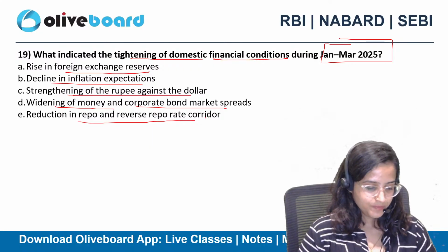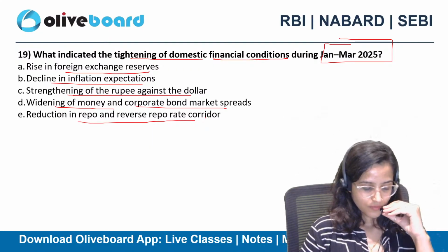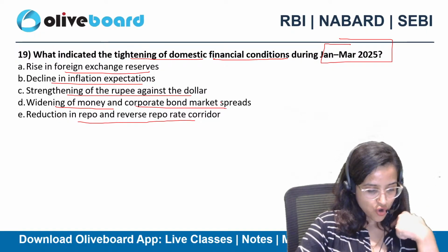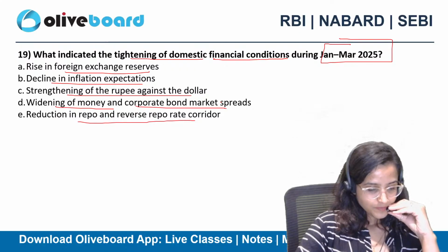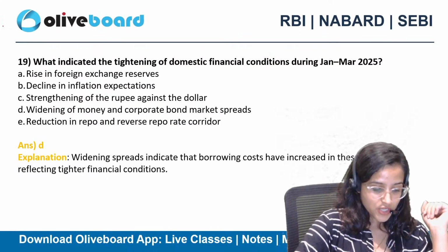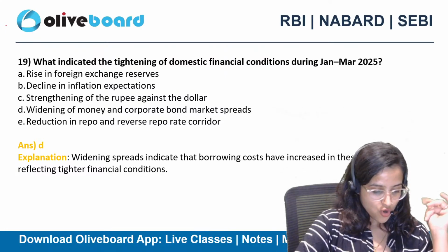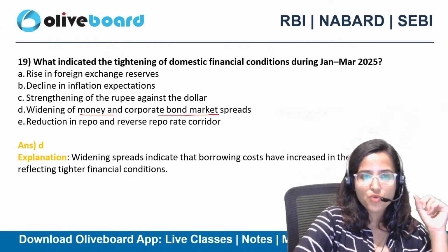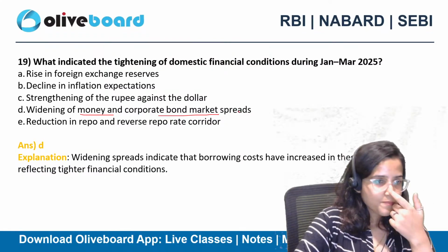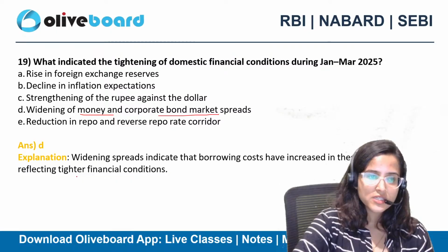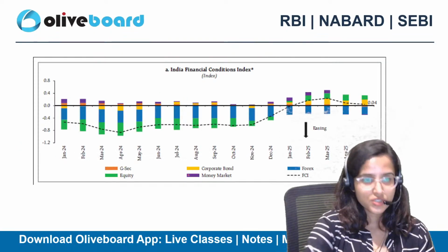19th question. Ashish has given me B as the answer. Anybody else? John, Anurag, Abhigyan? What about you guys? So the answer is D and not B, Ashish. ठीक, not B, John. Yes, Anurag Singh, D, absolutely correct. Widening of money and corporate bond market spreads. ठीक, so widening spreads indicate that borrowing costs have increased in these markets, reflecting tighter financial conditions.